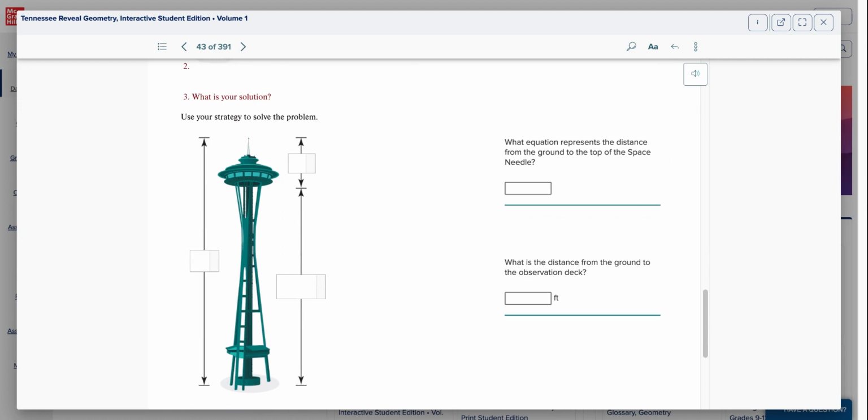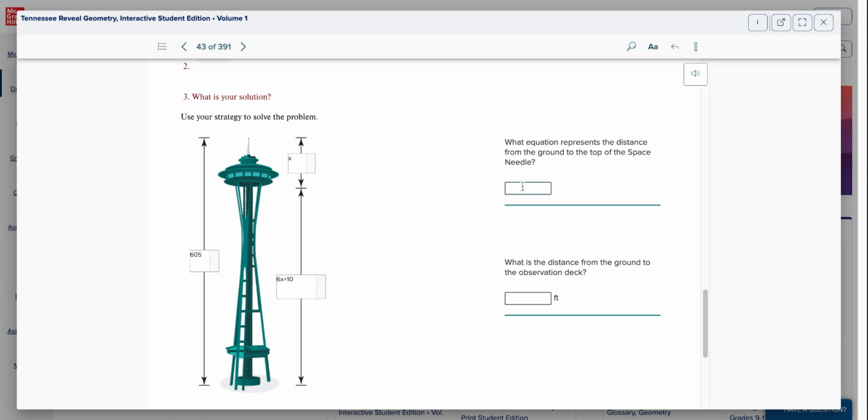All right, here's our strategy. We know the entire thing is 605 feet. That's what's going to go for your total. I do not know the length of the observation deck. That's going to be your x. And then here comes your 6 times the length of the observation deck plus, because that's what more means, 10. That's what's going to go right there.